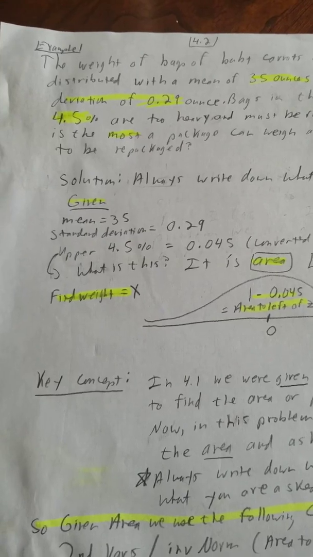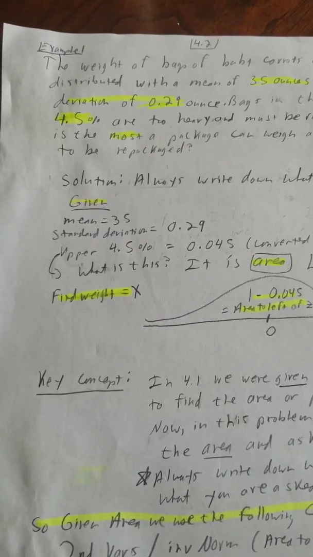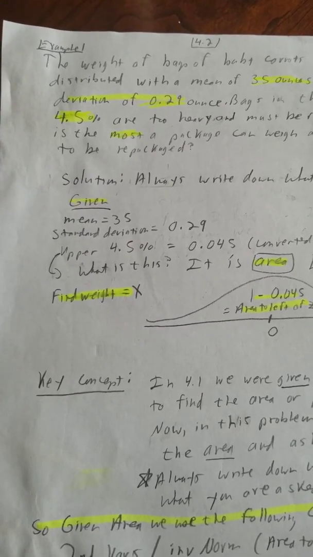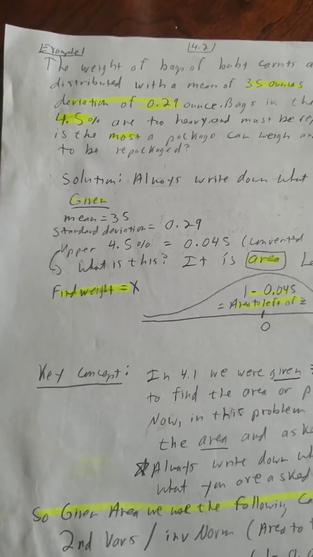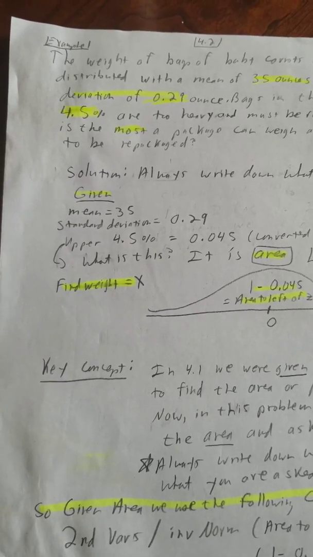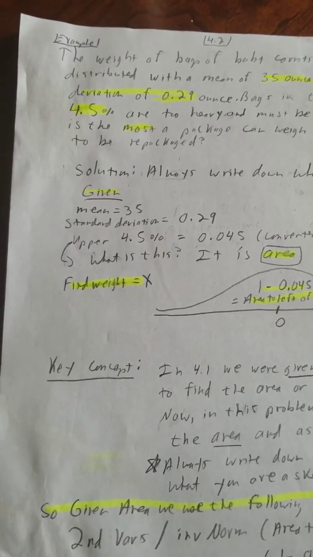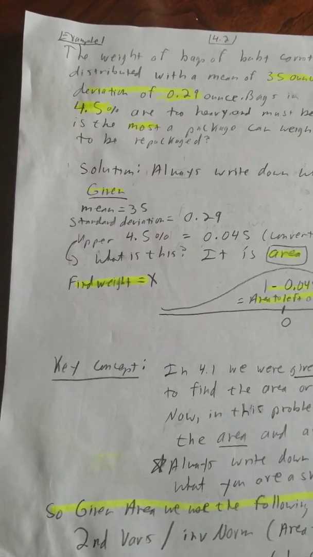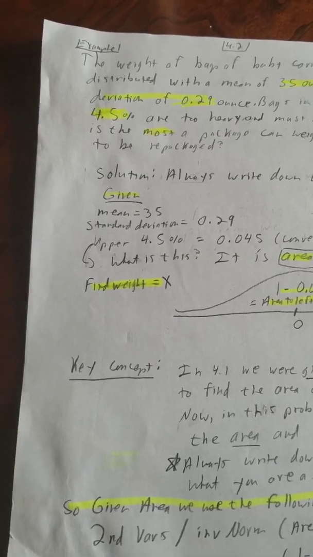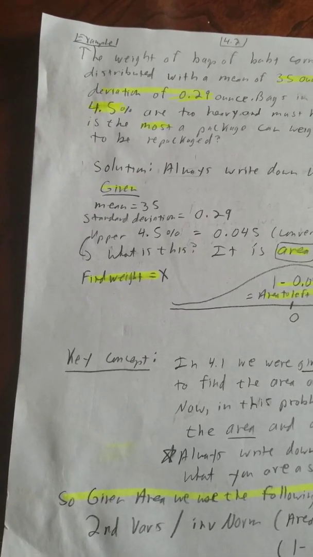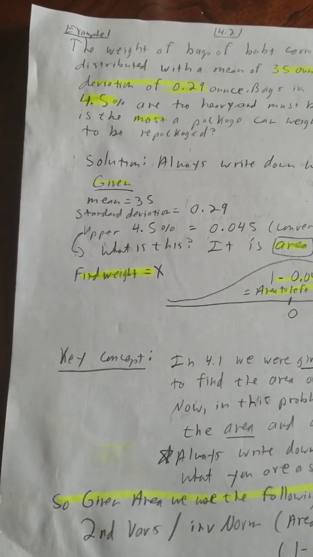This example says the weight of bags of baby carrots are normally distributed. That means we can use the Z distribution with a mean of 35 ounces and standard deviation of 0.29. Bags in the upper 4.5% are heavy and must be repackaged. What is the most a package can weigh and not be repackaged? So we need to take this apart.